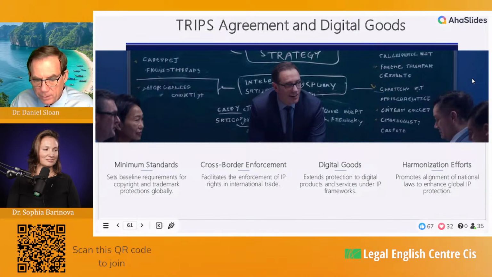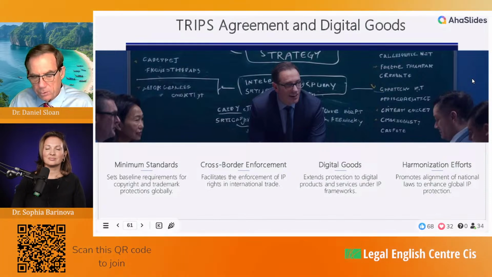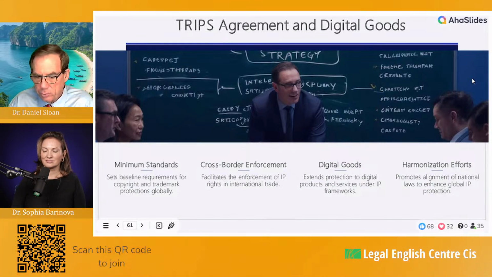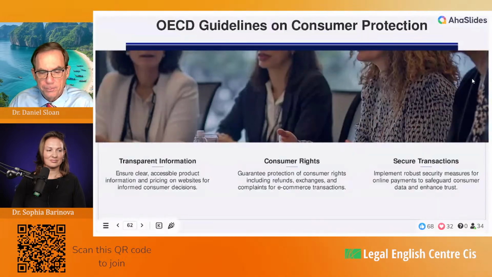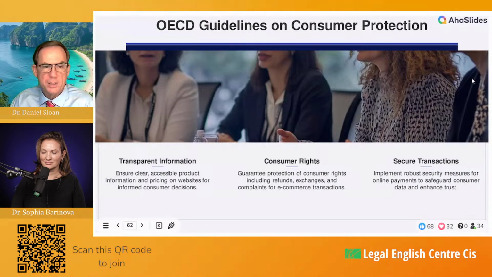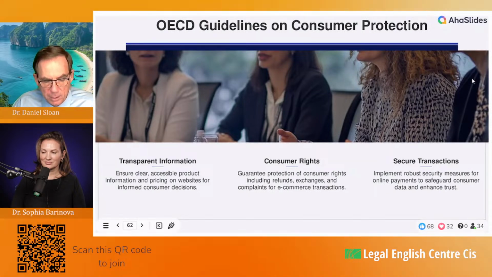Digital goods extends protection to digital products and services under IP frameworks. And then harmonization efforts promotes alignment of national laws to enhance global IP protection. So as part of your governmental oversight, there's that attempt to harmonize the TRIPS agreement with international or national laws. And then the OECD guidelines in consumer protection. There's so much to this, which is astounding, and it becomes very complex.